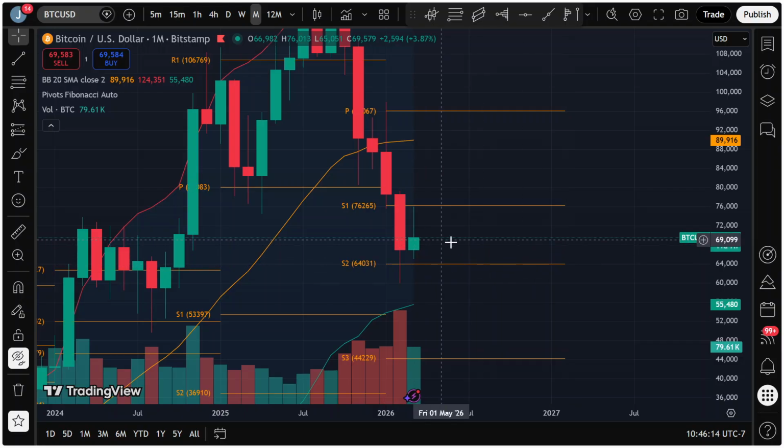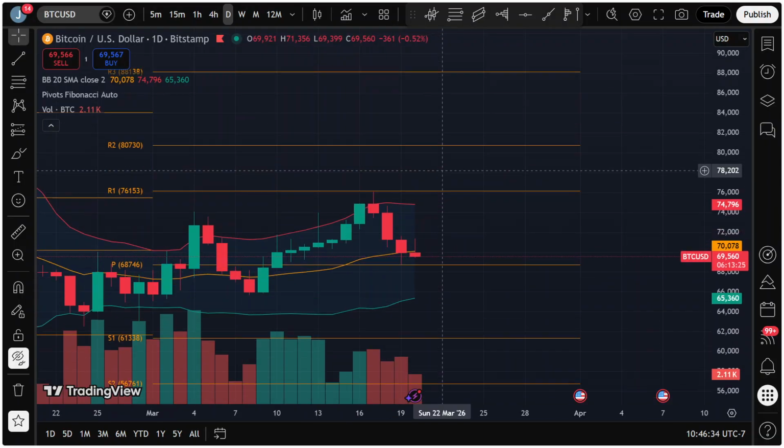Pretty much the same thing applies to the monthly as the weekly. We really want to close the month above about 70.2K. Actually, it might even be slightly different on this one. Call it 71 roughly.